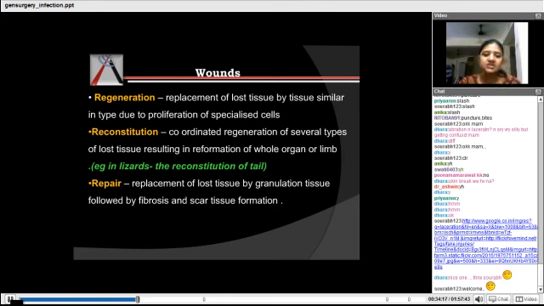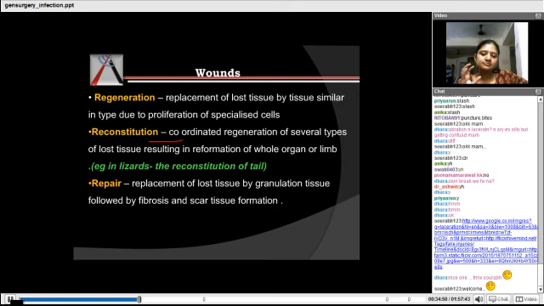Regeneration is when some amount of the lost tissue is replaced by the same type of tissue, by specialized cells. Reconstitution is coordinated regeneration of several types of tissue. For example, in one organ you have skin, connective tissue, and muscle, and all three types of tissues are being replaced.